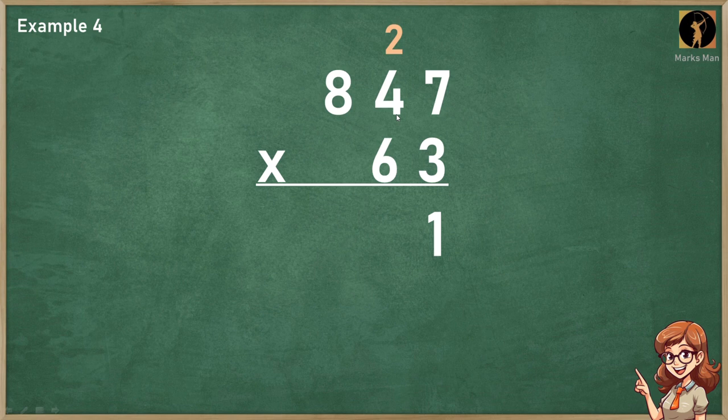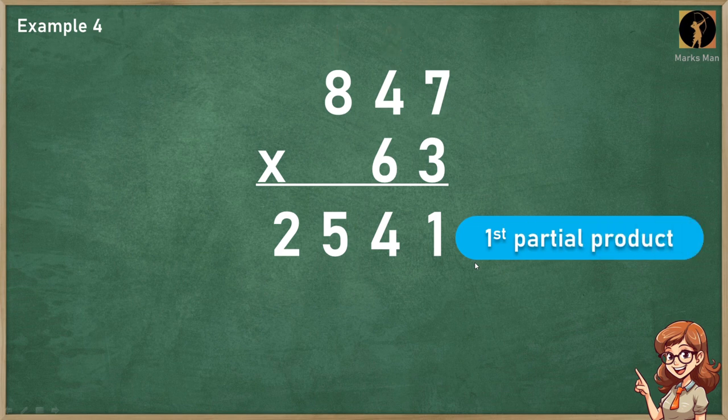Next, 4 times 3, that is 12, plus 2, that is 14. But 14 is a two-digit number, so we need to regroup it. So let's write 4 below the tens column, and just carry 1 at the top of the hundreds column. Next step, 8 times 3, that is 24, plus 1, that is 25. Now, this number, 2,541, is our first partial product.